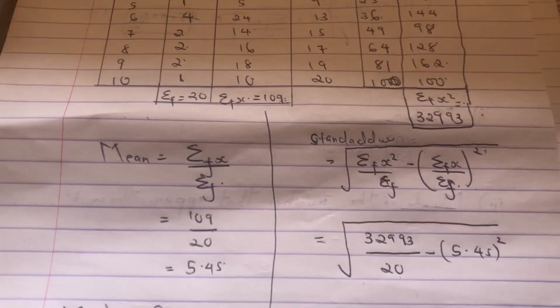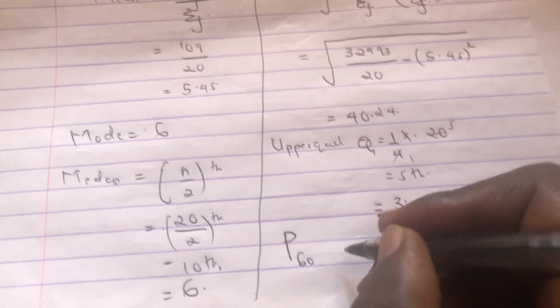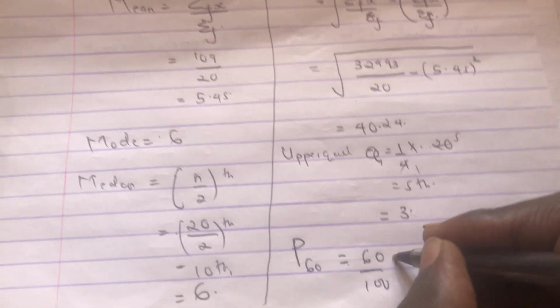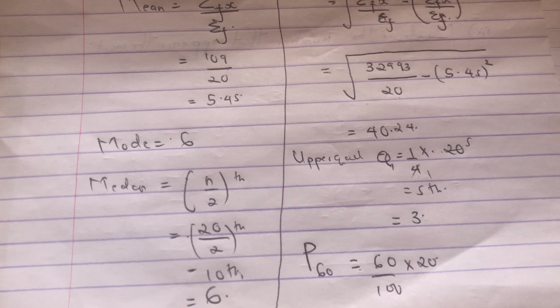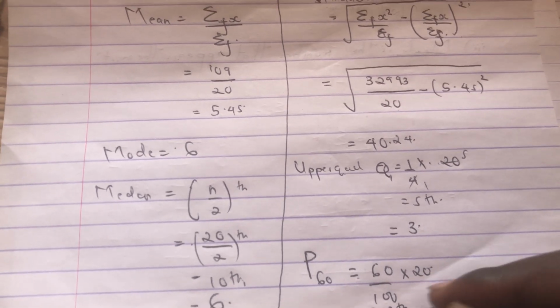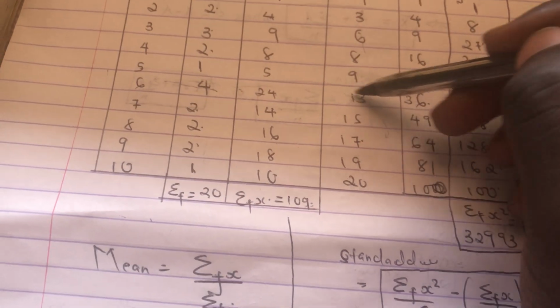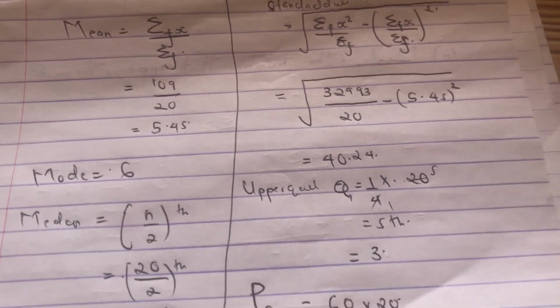Are we sure? Next, in case they asked us for the 60th percentile, are we together? It will just be 60 over 100 times 20. So when you get this, this will be the 12th value. And then you come still in the cumulative frequency and look for 12. It will be 6. Like that, you keep on trying and get the answers.